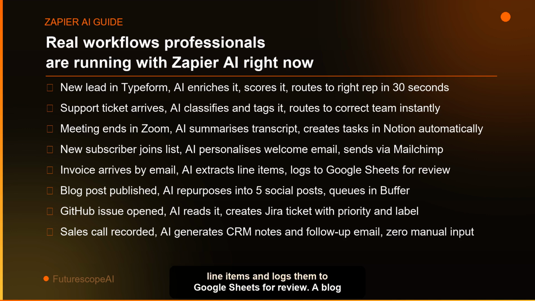A blog post is published. AI repurposes it into 5 platform-specific social posts and queues them in Buffer. A GitHub issue is opened. AI reads the description, creates a Jira ticket with the correct priority and label. A sales call is recorded. AI generates the CRM notes and drafts the follow-up email with zero manual input.